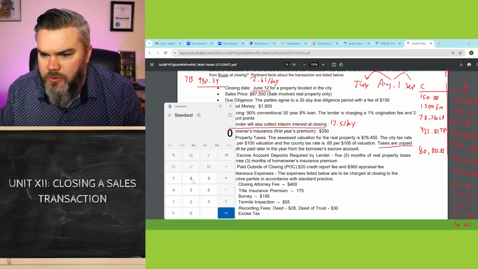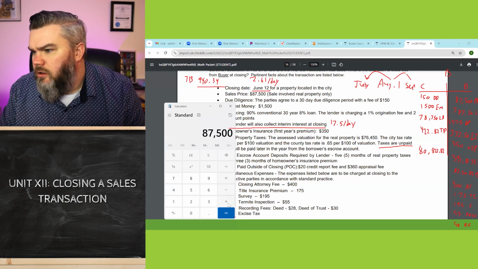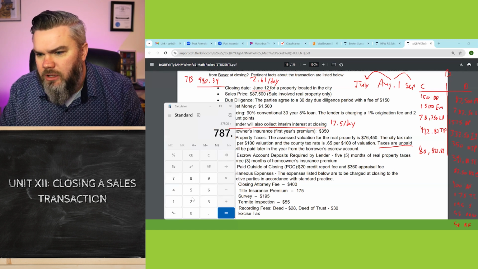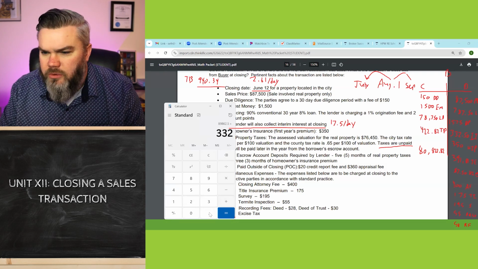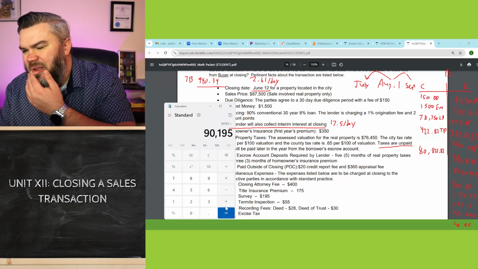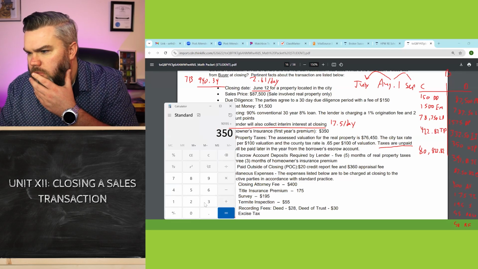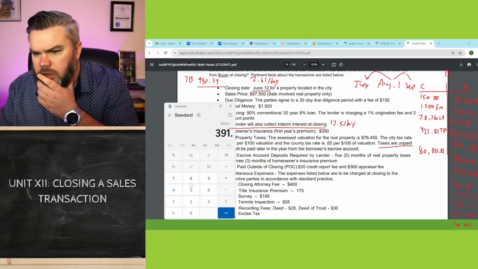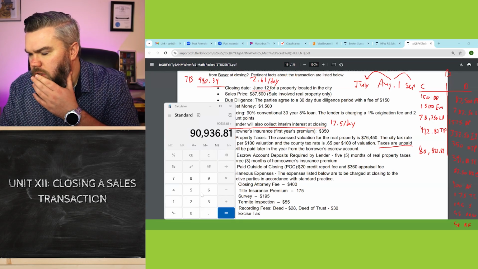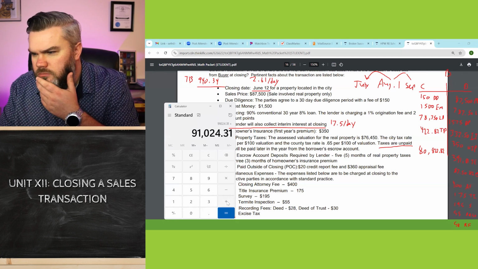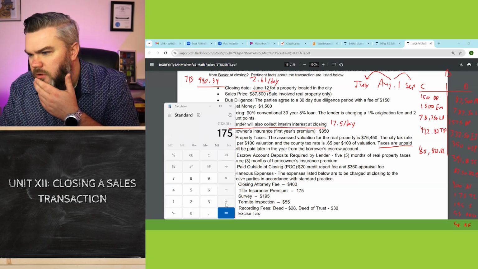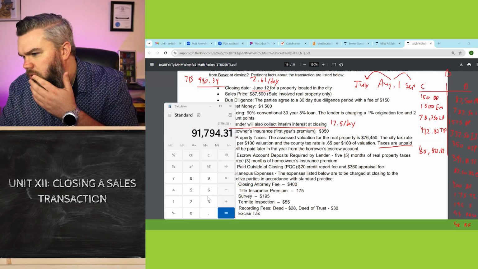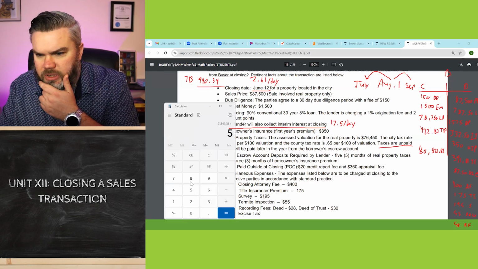Then you look at the debits. This is the hard part. This is just a bunch of stuff. 87,500 plus 787.50 plus 1575 plus 332.50 plus 350 plus 391.81 plus 87.50 plus 400 plus 175 plus 195 plus 55 plus 58.